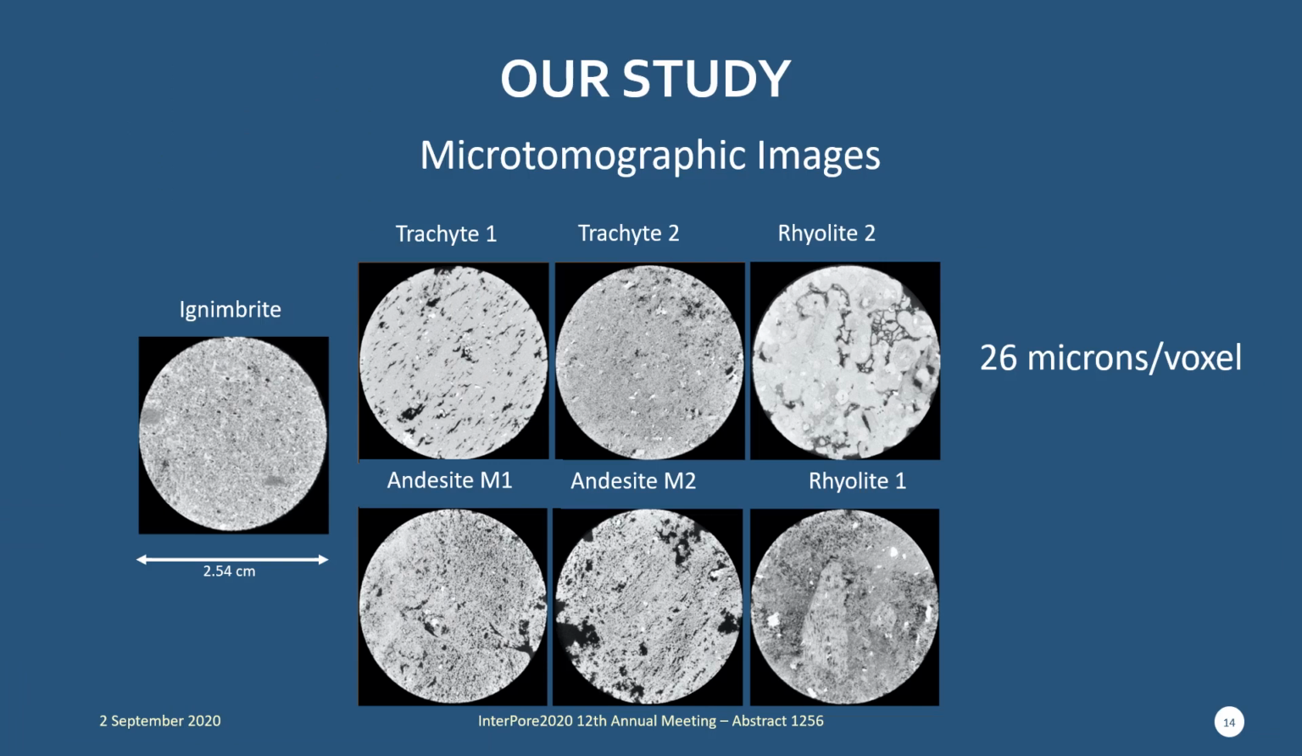This is another view of the variety of the samples that we have, and these are cross sections of the tomographic images at 26 microns per pixel.